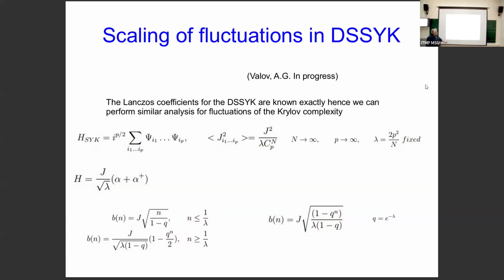So the Lanczos coefficients look as follows. So very simple, and we could just work with this behavior of Lanczos coefficients, and we would like to investigate the fluctuation of Krylov complexity. So in the previous example, our finding can be reformulated as a peculiar fluctuation of Krylov complexity. Not Krylov complexity itself, but fluctuations. And now the question is, what could be said about this object?